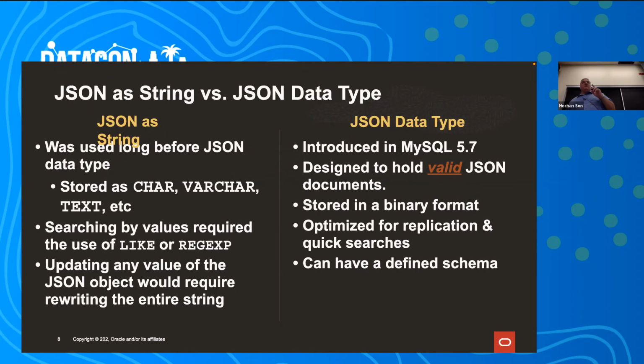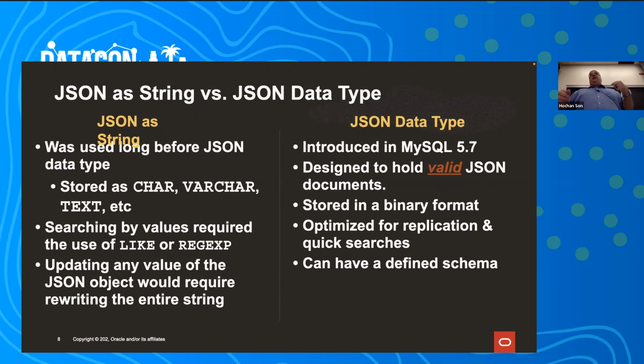With the JSON data type, which was originally introduced in MySQL 5.7, it is designed to hold valid JSON documents. Notice valid is red and underlined and bolded and italicized. That's because if you try to pass in something that was not valid JSON syntax, I'm not talking about based off of a schema, we're going to get to that, but something that was not technically valid JSON, it's going to throw an error. It's not going to let you do the insert. It's actually stored in a binary format, which makes it more optimized for replication as well as quick searches.